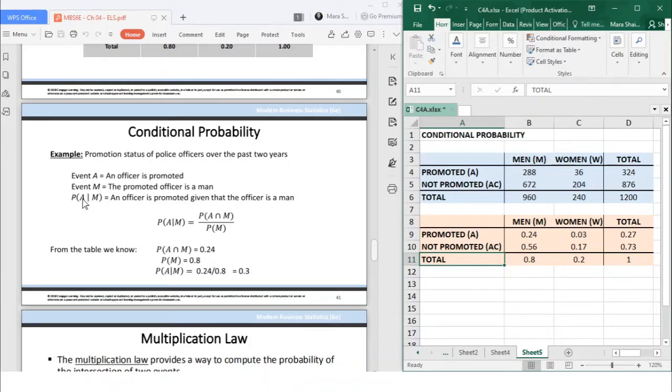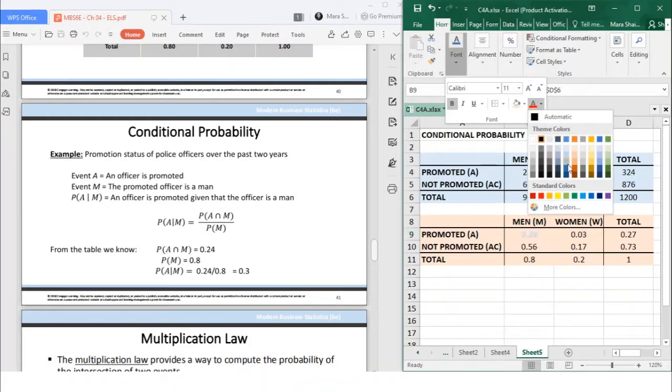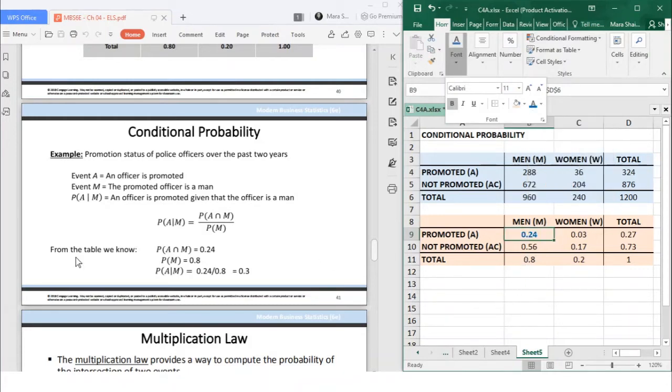So, in this case, let's go to your formula. The intersection of A and M. So, where do A and M intersect? They intersect here, right? At this point they intersect. That is your point of intersection. And then the probability of your M is here, how many men there are in total.